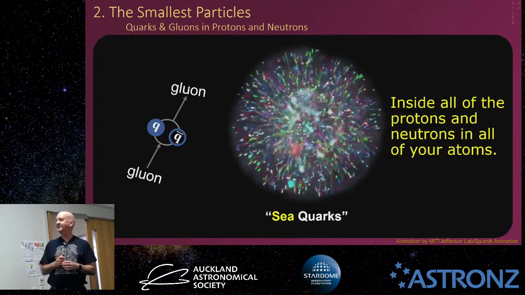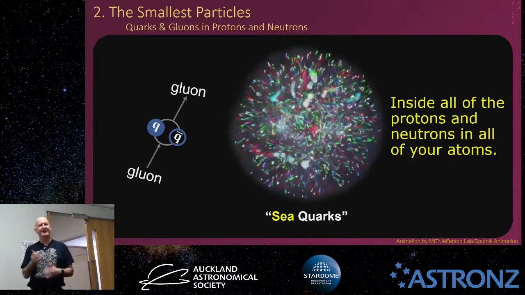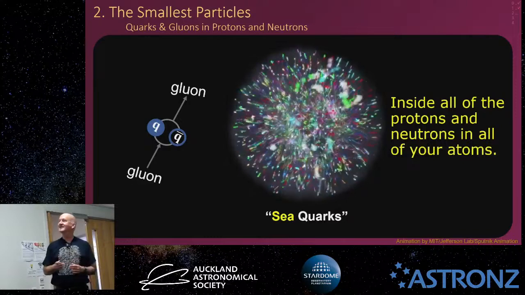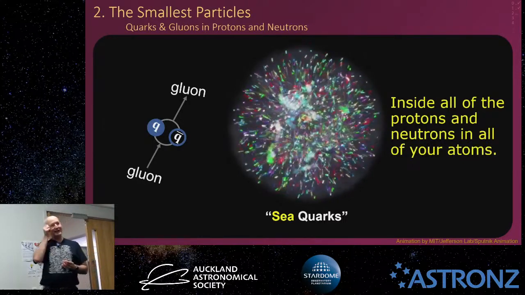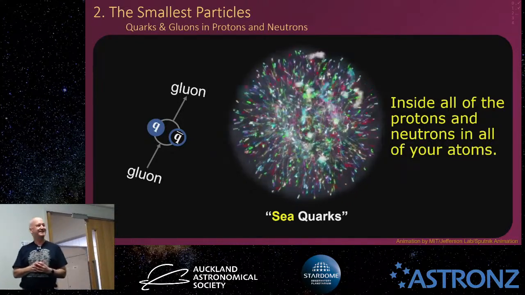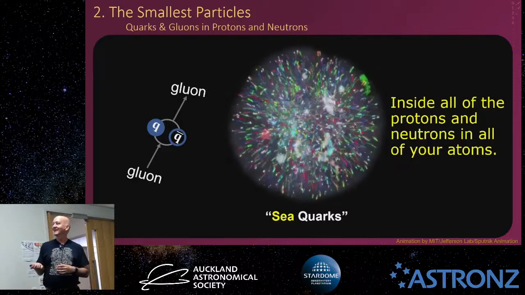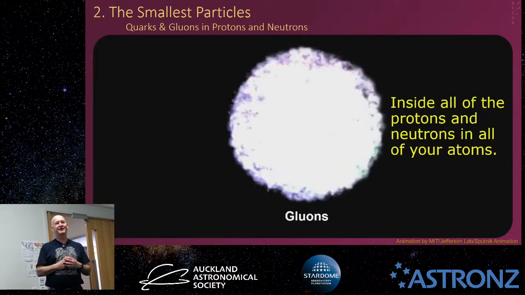They're called sea quarks, but they're what we call a virtual particle, so they just kind of borrow energy from nowhere and give it back, and so only last for a very short time. So that means inside all your atoms, you've actually got little pairs of matter and antimatter particles appearing and disappearing constantly.